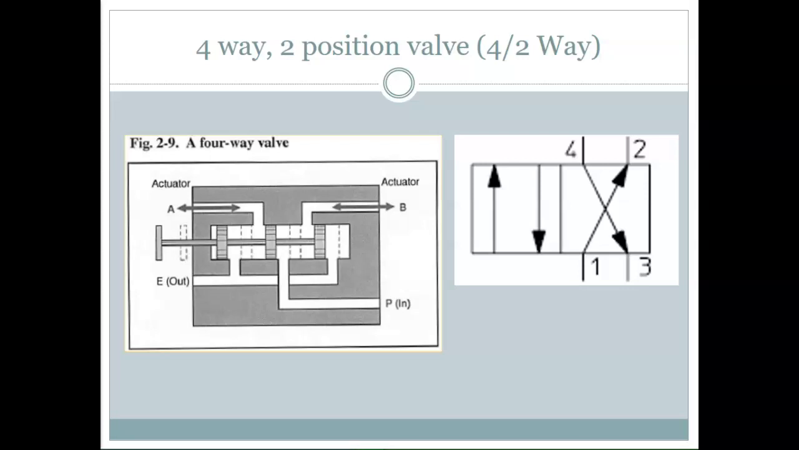One box, one position. Each box is a position. So if I have a 2-position valve, I've got to draw 2 boxes. Secondly, if you're trying to determine the number of ways, or the number of what? Ports. The number of ways is the number of ports. In other words, how many entrances and exits does it have? And yes, that can also be a test question.